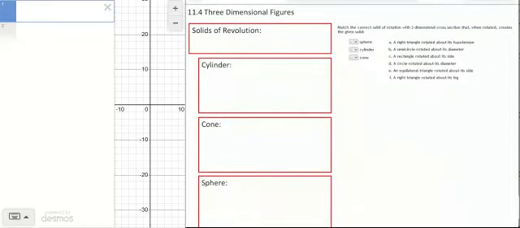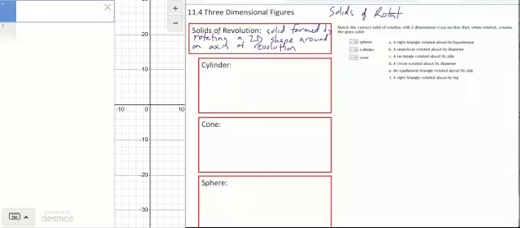A solid of rotation, or solid of revolution, is a solid formed by rotating a 2-dimensional shape around an axis of revolution. These are also called solids of rotation, or solids of revolution. And there are 2 ways to define each of these.